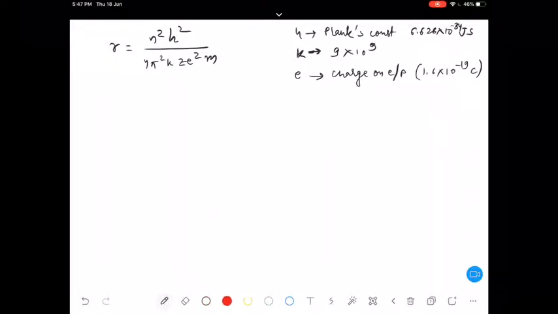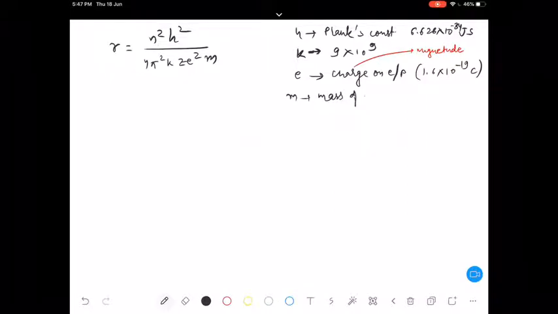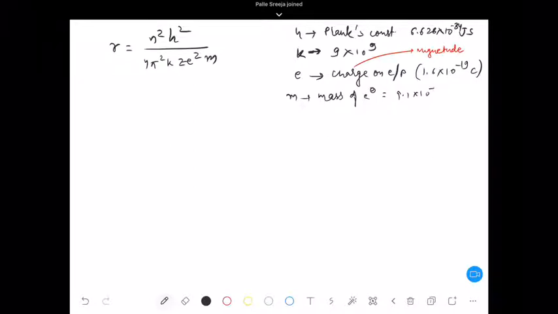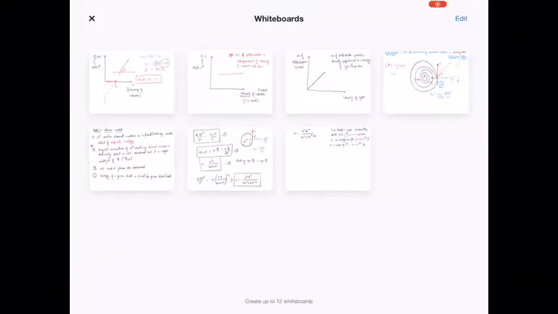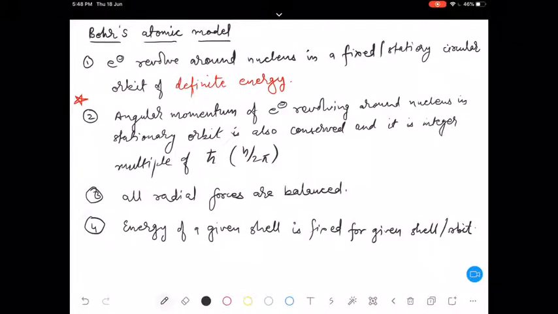I could even write here the magnitude of charge. The sign will be different, right? m, the mass of the electron, which is 9.1 into 10 to the power minus 31 kilogram. Correct? Here I forgot one thing, I'll just add it here.